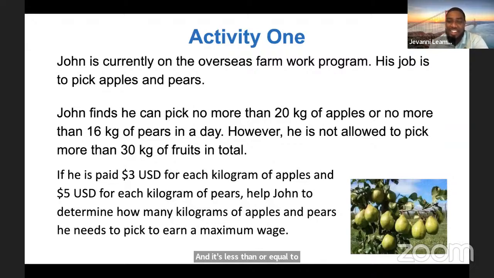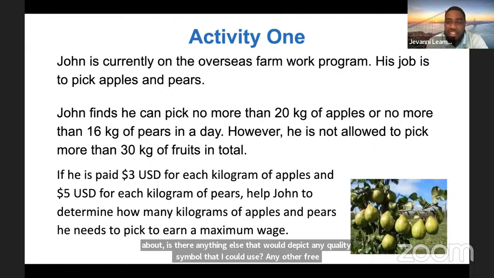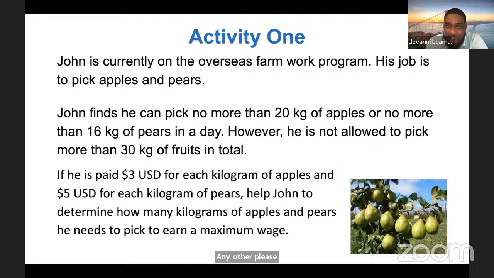But thanks regardless. What about, is there anything else that would depict any inequality symbol that I could use? Any other phrase? Yeah, we said, sir, no more than. All right, and more than. All right, well, he's not allowed to pick more than 30 kilograms of fruits.